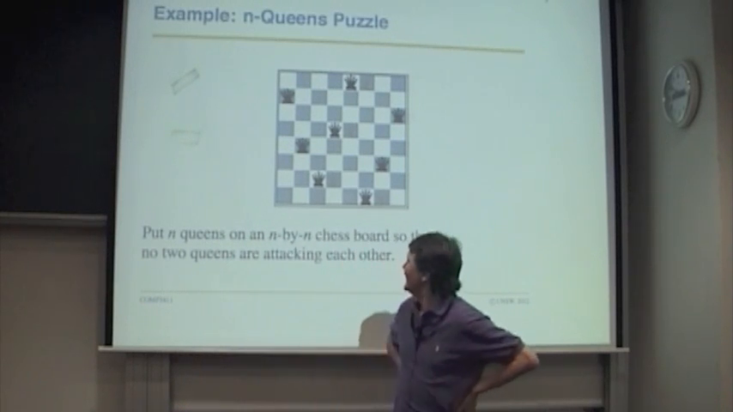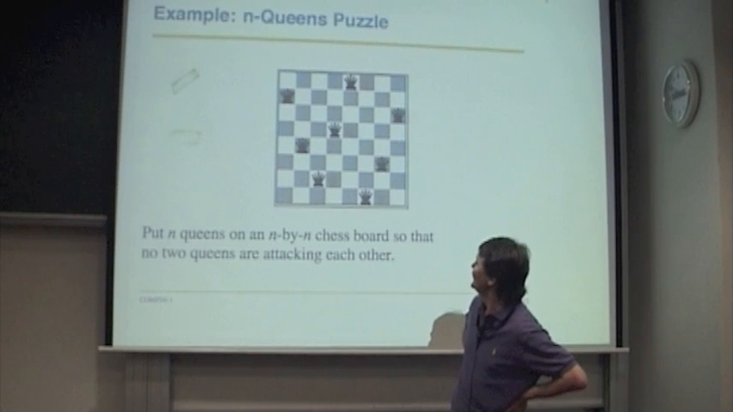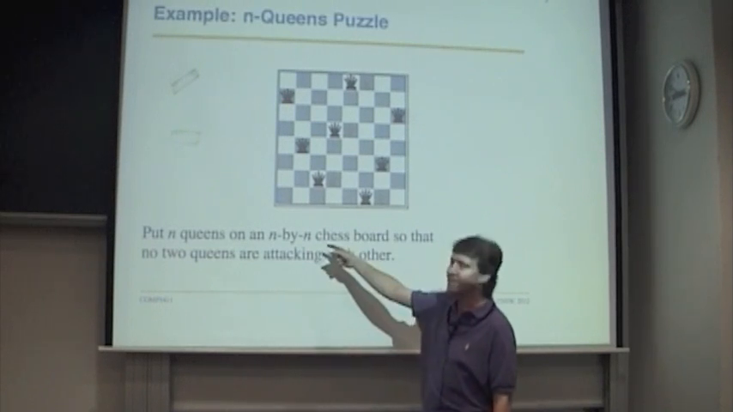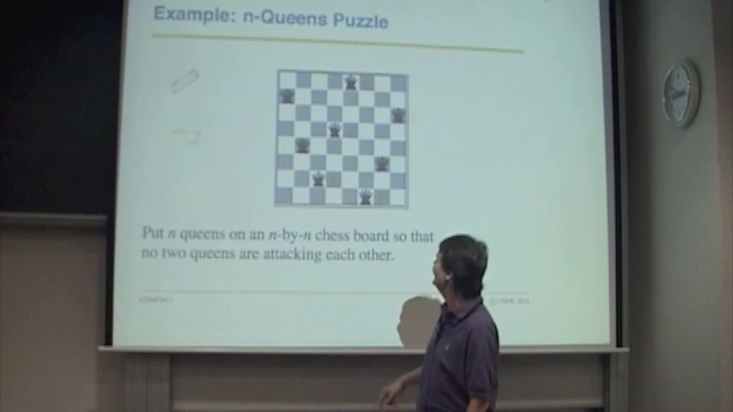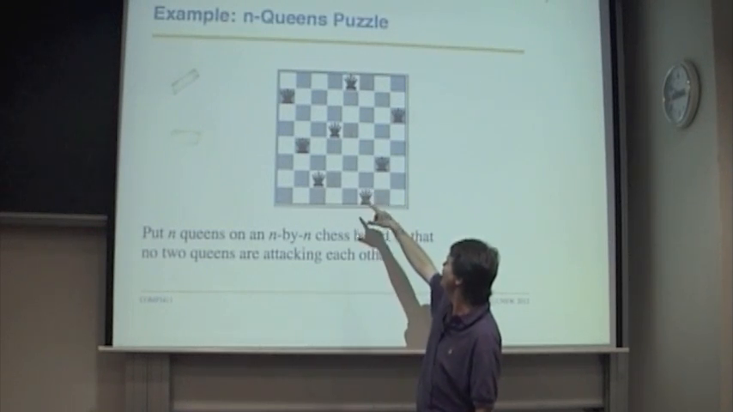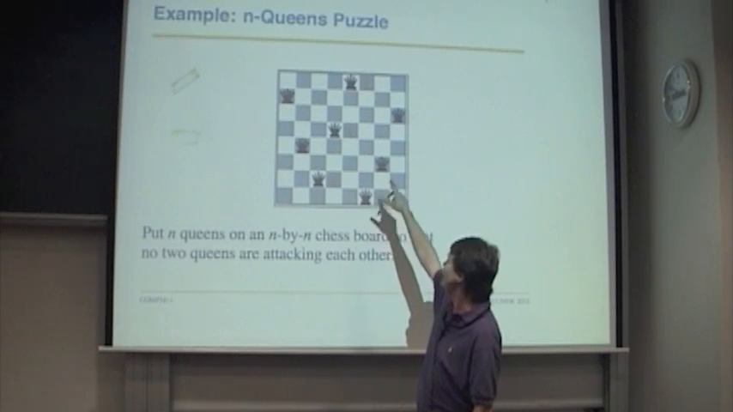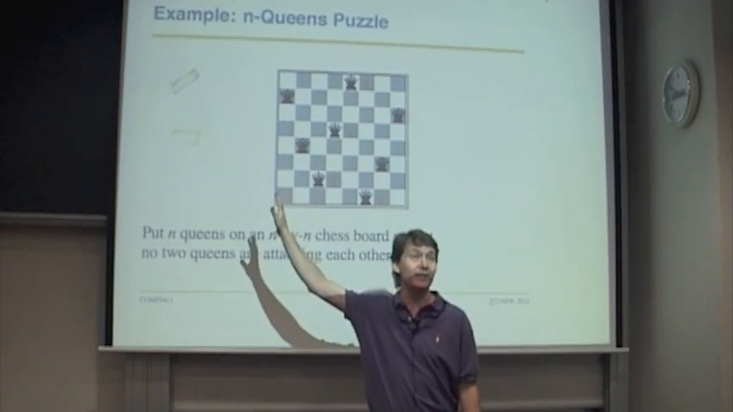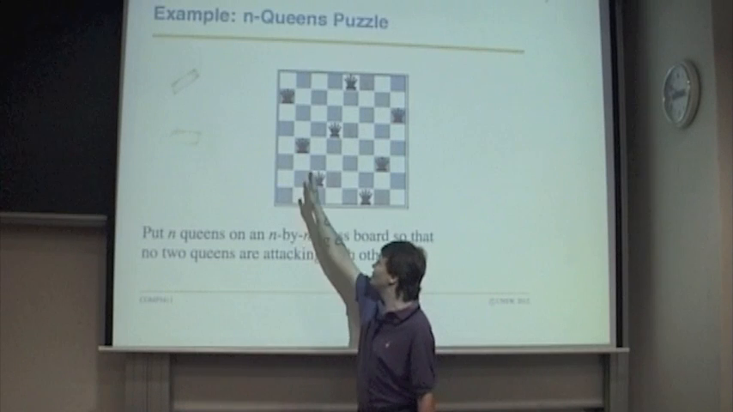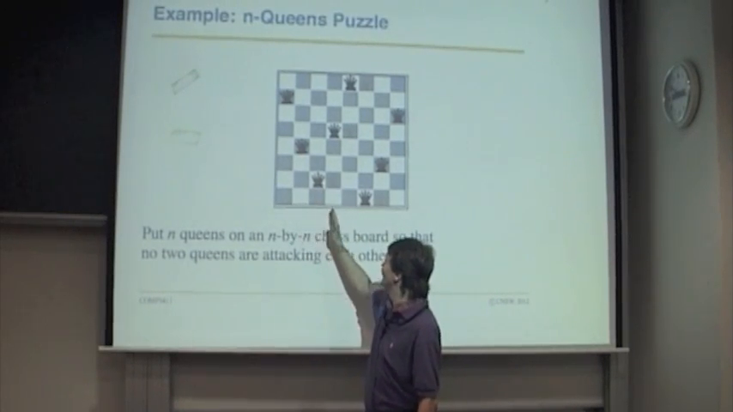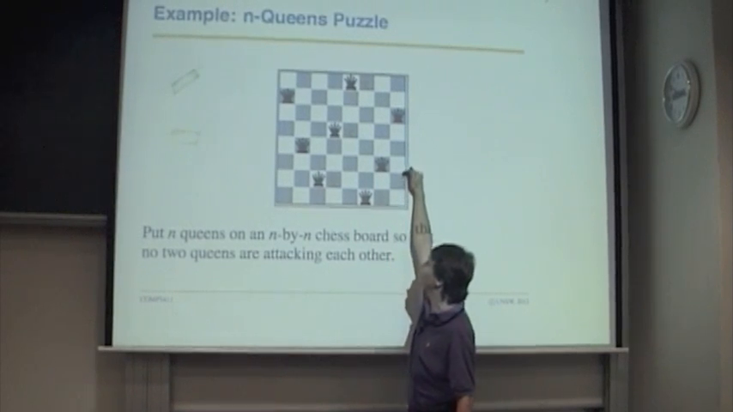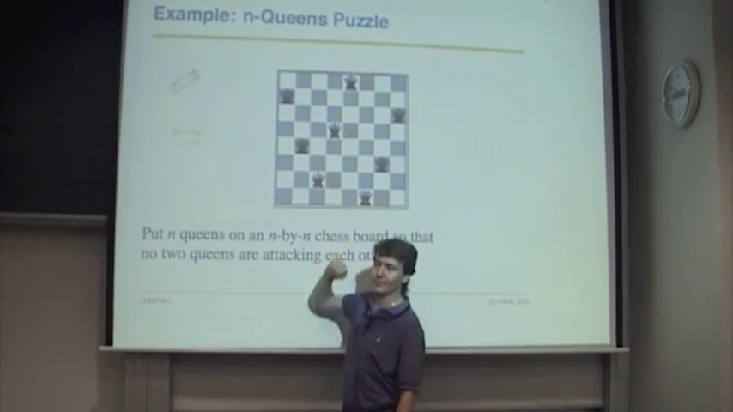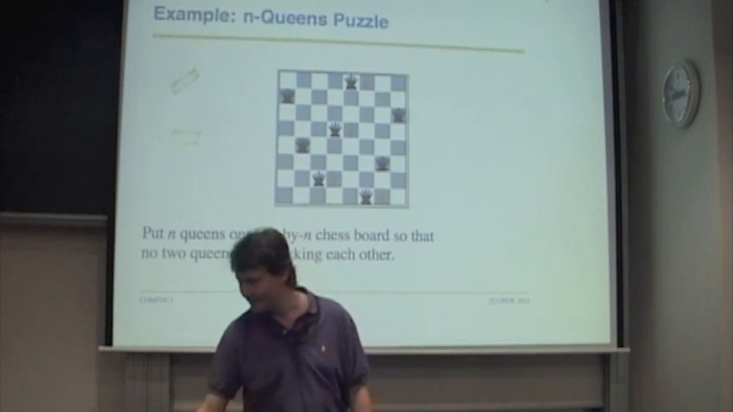Here's another example, the n queens problem. The standard case would be a normal 8 by 8 chessboard, but it can be extended to any n by n. The idea is you have to put n queens onto the chessboard in such a way that no two queens are attacking each other. So no two queens on the same row, no two queens on the same column, and no two queens on the same diagonal if you go through all the diagonals.